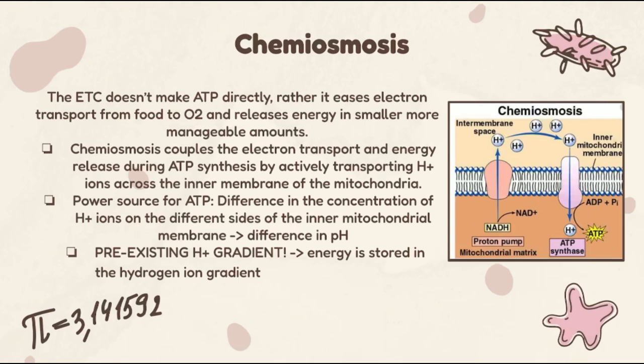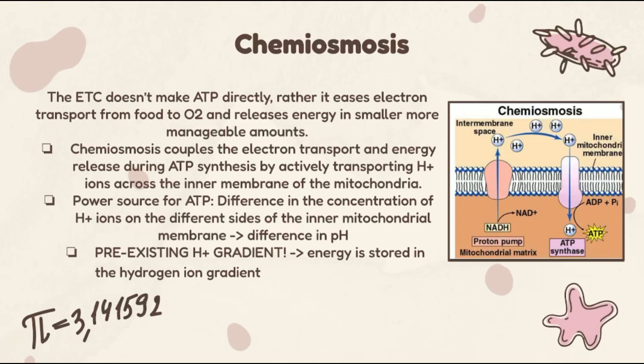Something that might be surprising about the electron transport chain is that it doesn't directly make ATP. So, how does it ease the transport of electrons and release said energy into smaller and more manageable amounts? Well, we can think of a process called chemiosmosis for ATP synthesis. This process couples the electron transport and energy release produced by the ETC by actively transporting H+ ions across the inner membrane of the mitochondria.